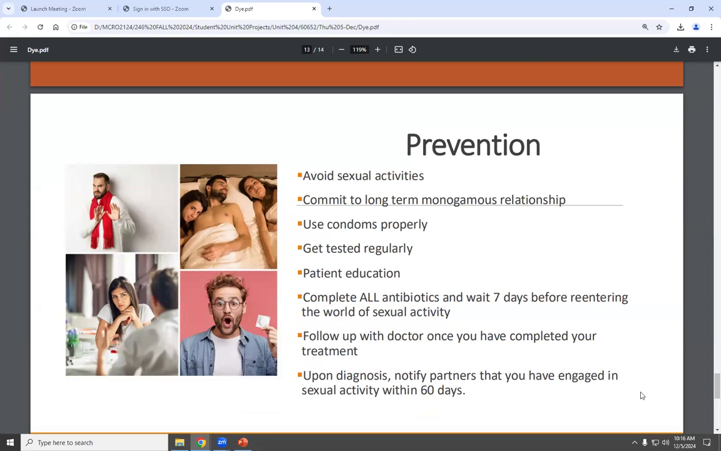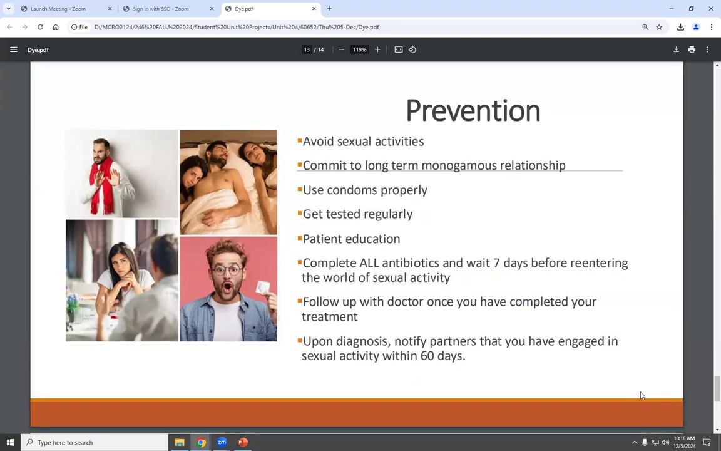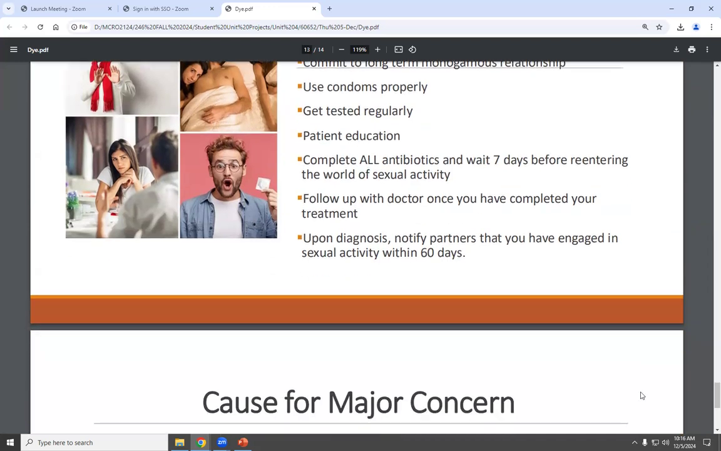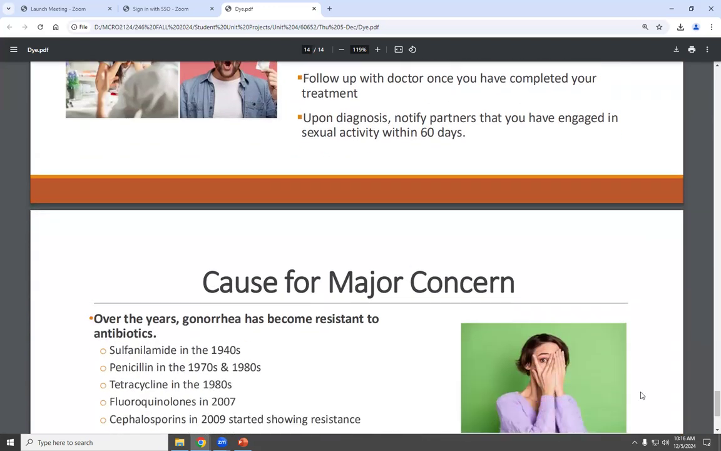They also say, because again of the antibiotic resistance, that you should go see your doctor again just to make sure that the infection has been cleared up. And if you have been diagnosed, let your partners know, going back the last 60 days.